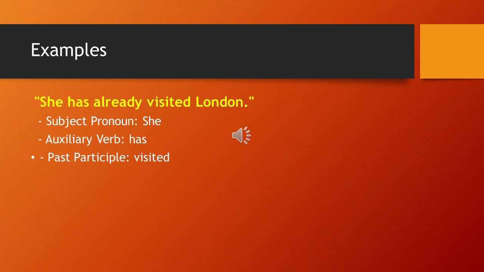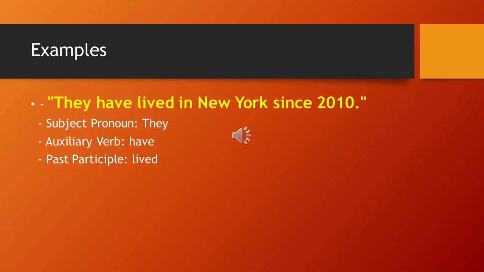Another example here. She has already visited London. Subject pronoun is she, auxiliary verb is has, and past participle is visited. One more example here. They have lived in New York since 2010. The subject pronoun is they, auxiliary verb is have, and past participle is lived.